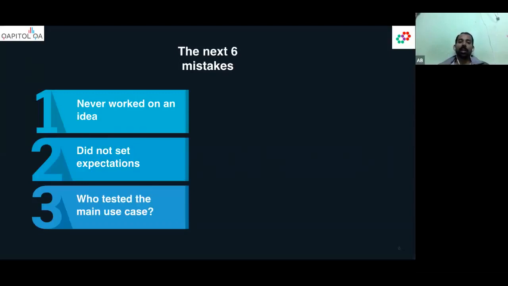And then the product would go to the customer. The first day, the first usage by the customer, the product would break. And then the product manager, the development, everyone would come back and ask, okay, who tested it? Who tested the main use case? And I would say, which use case? What was the main use case? And I'm totally unaware, right?